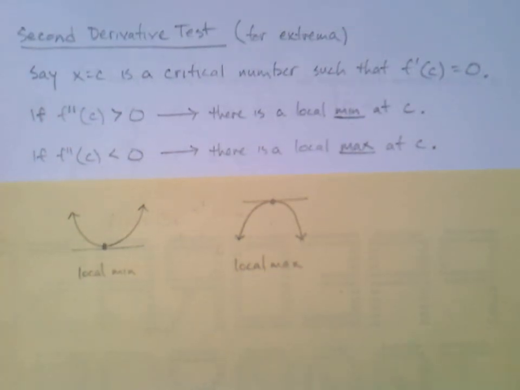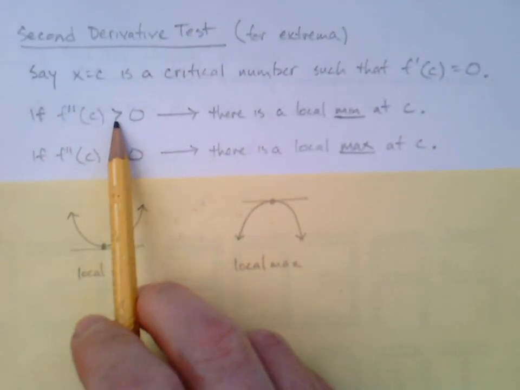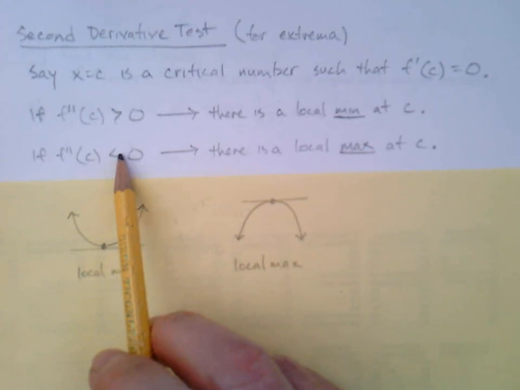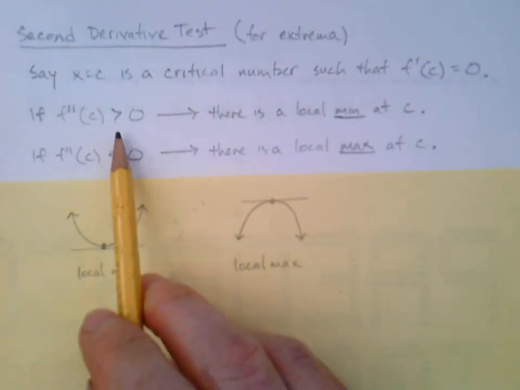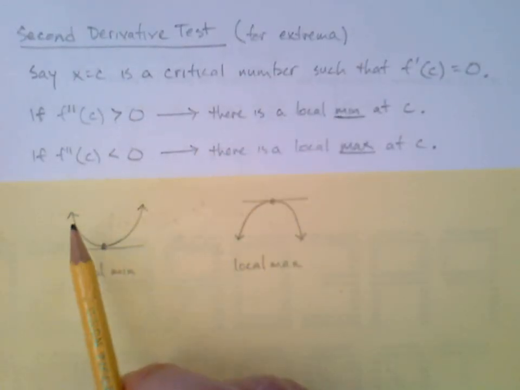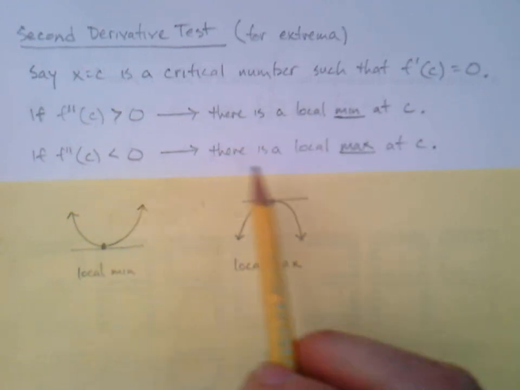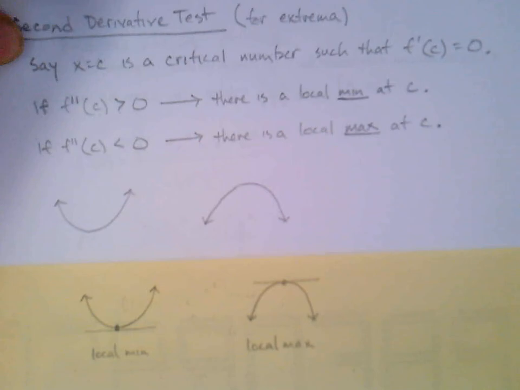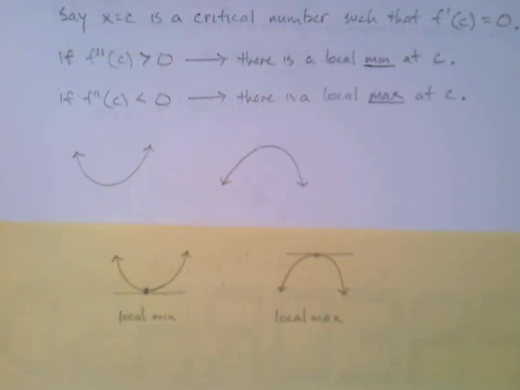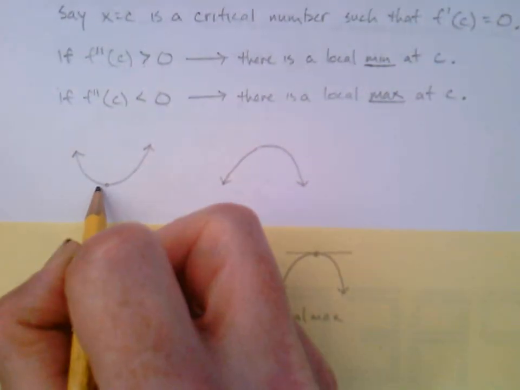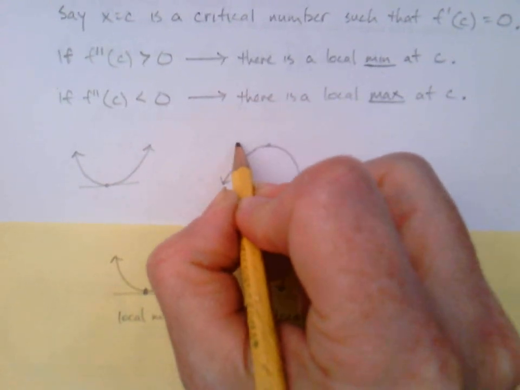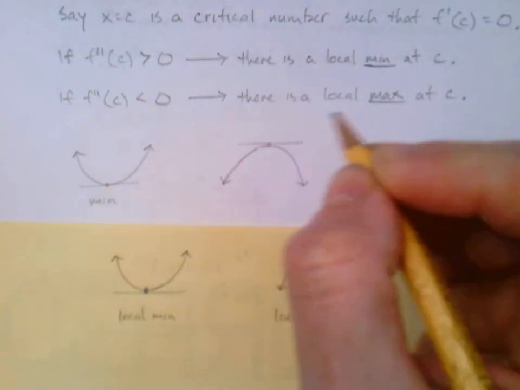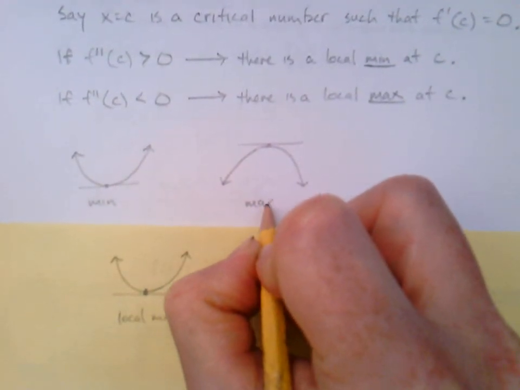So it ends up being the opposite of what you think. Normally we think positive and negative should go the other way. But here, concave up means it's got a min. Concave down means it's got a max. And I drew these things again here. Min, max. That'll be good.